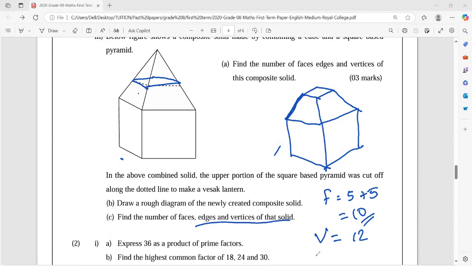And if you take the edges, you can count all the edges which are present on the cube, and they are available on this shape too. The cube has 4, 4, 4, that is 12 edges. And plus here we have 4 plus 4, 8 edges, which is going to be 20. Right.